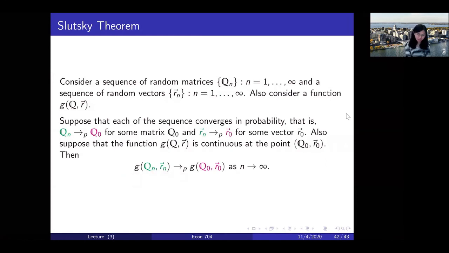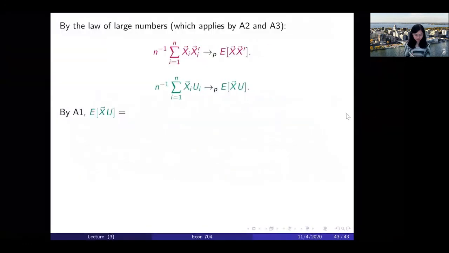Now, you might be wondering what we mean by a random matrix sequence converging to a matrix. Well, that simply means that each element of the matrix Qn converges to the corresponding element of Q0. All right, so that's the vector version of the Slutsky theorem, and we can use that next.